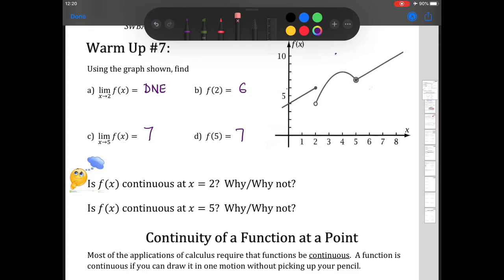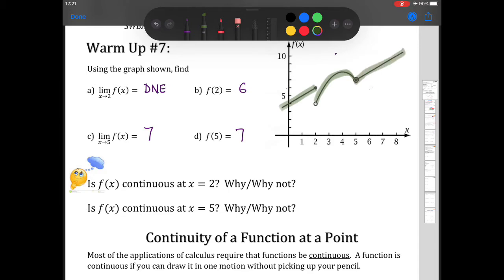It says, is f of x continuous at x equals 2, why or why not? First, let's understand what continuous and not continuous means. Anytime we are given a graph and we want to determine whether it's continuous or not, I would say just trace it. As I'm tracing it from left to right, I had to pause and I had to lift my pencil to keep tracing my graph, right? And then I trace the rest.